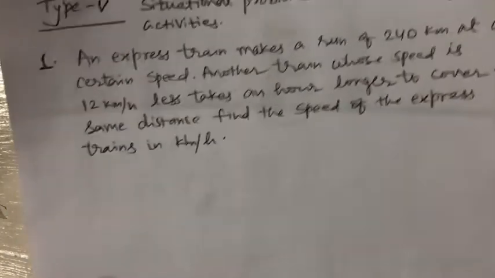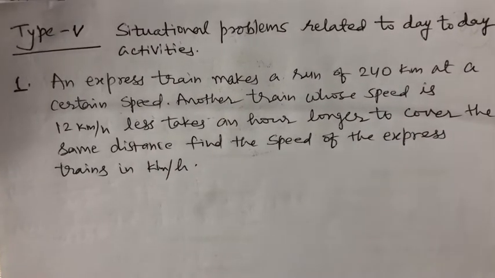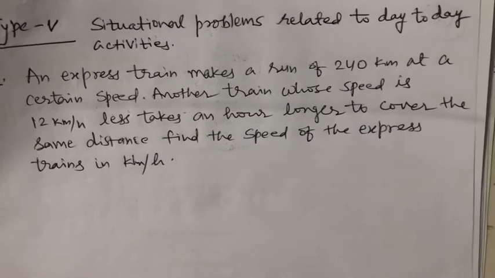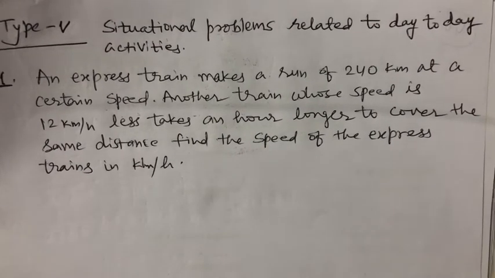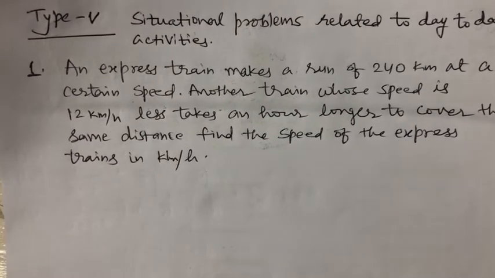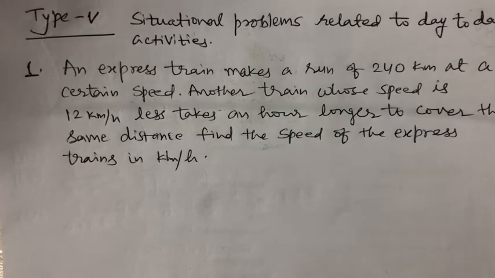Now the type fifth. Type fifth problem, that is situational problems related to day-to-day life or day-to-day activities. Mainly, I'll give you a formula. Using that formula, 90% questions of this quadratic equation you can solve.